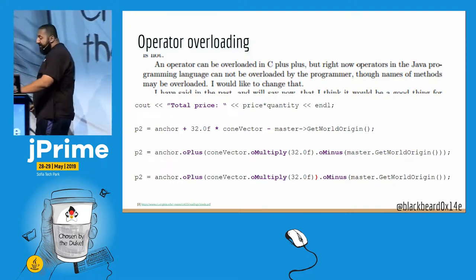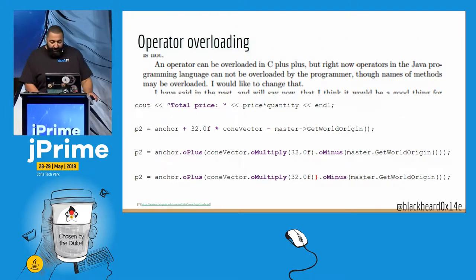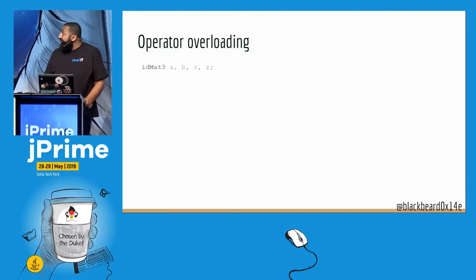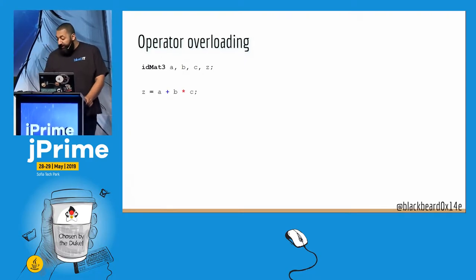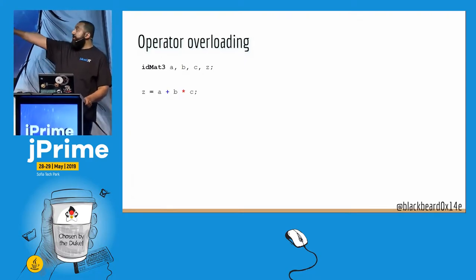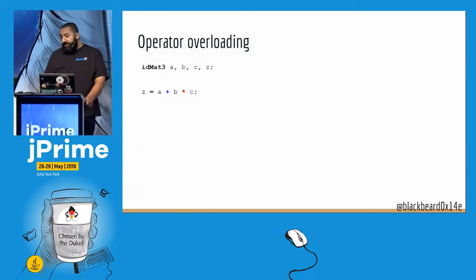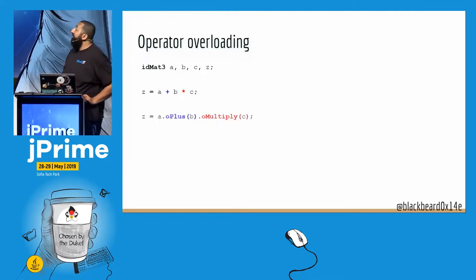So yeah, it's difficult. It's shitty. It's hell. Another example, a more simplified one. This is a simple operation. You have three matrices and you want A plus B times C. How would you do that in Java, the same way I just showed you? Somebody's laughing. He knows exactly what I'm going to say.